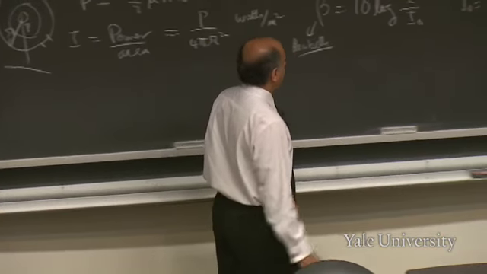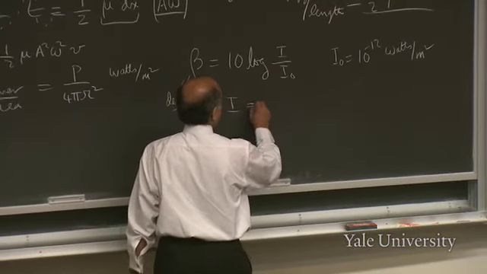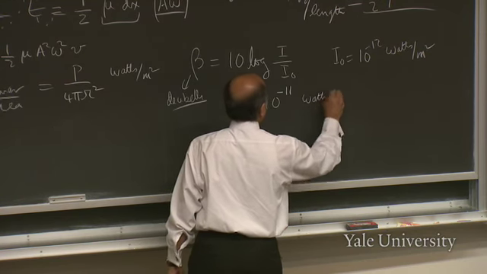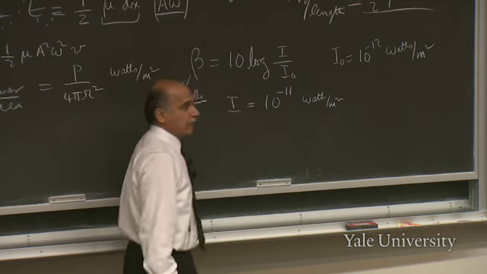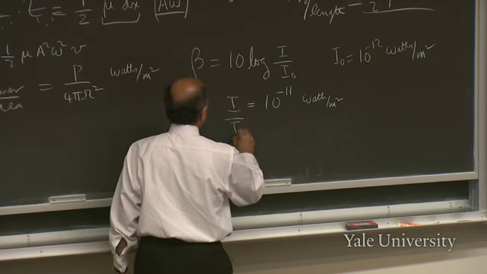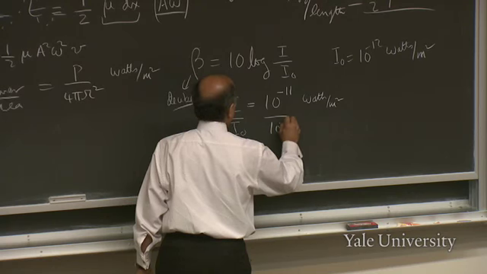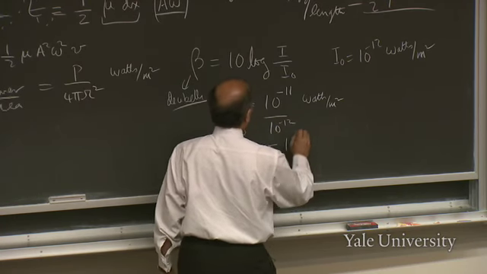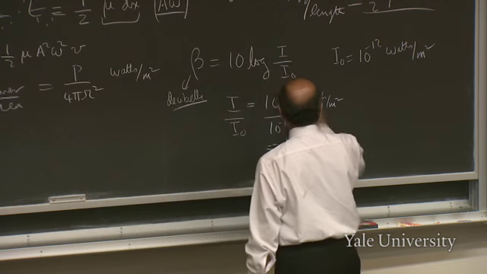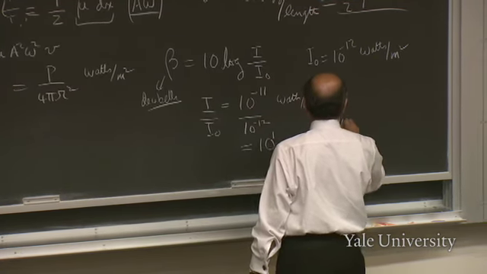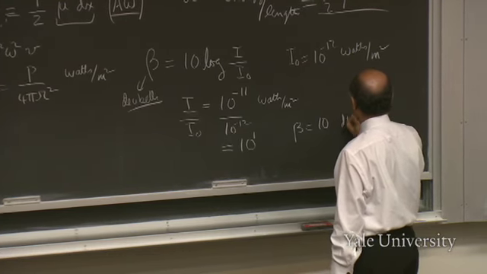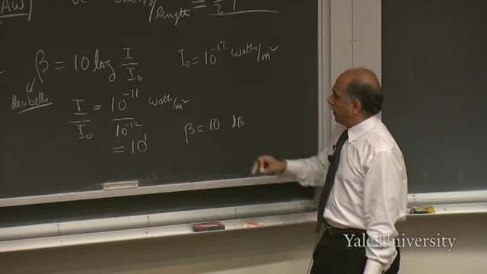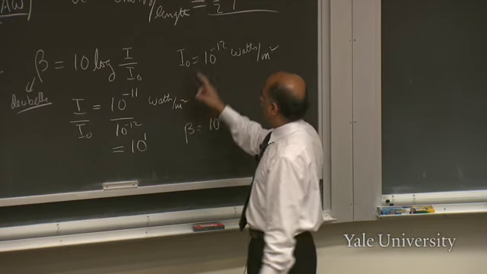So for example, if the intensity coming to me was, say, 10 to the minus 11 watts per meter squared, then I over I naught will be 10 to the minus 11 divided by 10 to the minus 12, which will be 10 to the 1. And log of 10 to the 1 is just 1, and beta will be 10 dB.